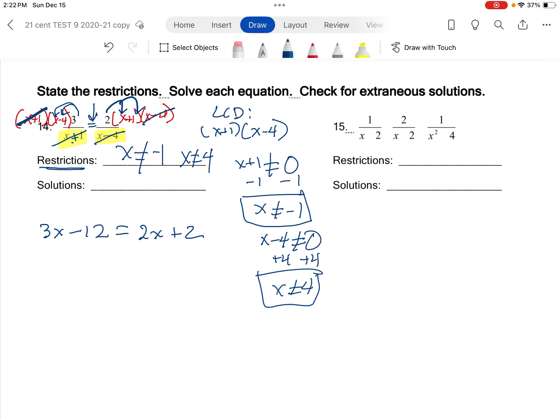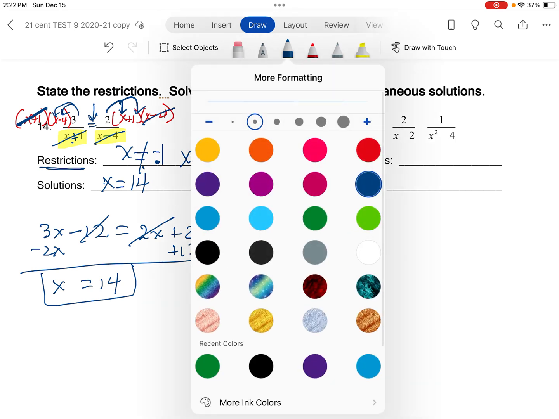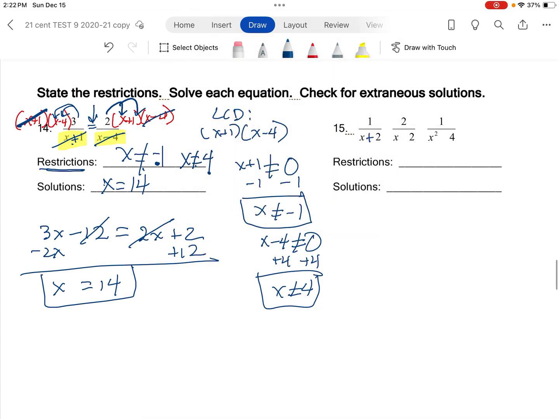Now I'm going to solve my equation and make sure I don't get either of those two values. I'm going to subtract the 2x and add the 12. Is x equals 14 not negative 1 and not 4? Yes, it is. So x equals 14 is my solution. Likewise, I'm going to do the same thing in this next one.